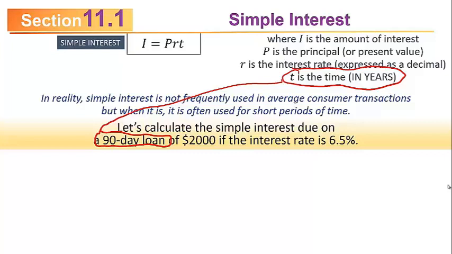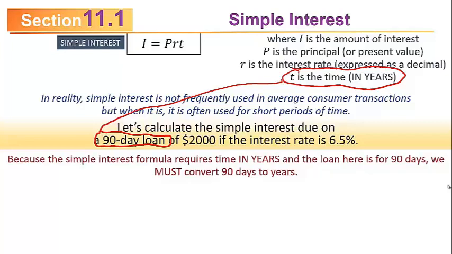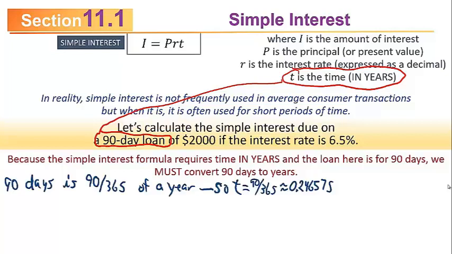This is a little different. We've been doing years and months. This is a 90-day loan. So you still have to change it to years, but you've got to think a minute. There are 365 days in a year, so 90 days is 90/365ths of a year. And if you do that on the calculator, that comes out to be about 0.246575. Again, take plenty of extra decimal places. You have to convert it back to years, and if you're doing days, divide by 365.